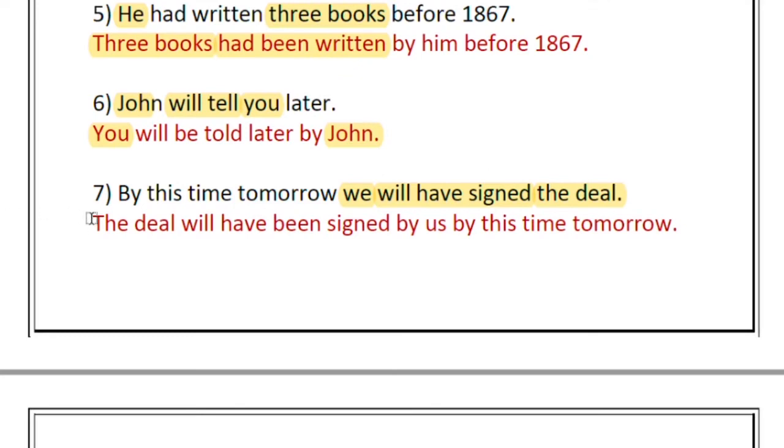So the deal becomes object. So the deal now comes in the front. The object must sit in front in case of passive, and we must sit behind. So by we is not possible. So that is the reason why we will change it to us. So the deal will have been signed by us by this time tomorrow. This is the extra information. You have to construct the sentence properly. So wherever you find this suitable to place, you can place it. The extra information part. Main thing that is important in active passive is subject, object, and verb.